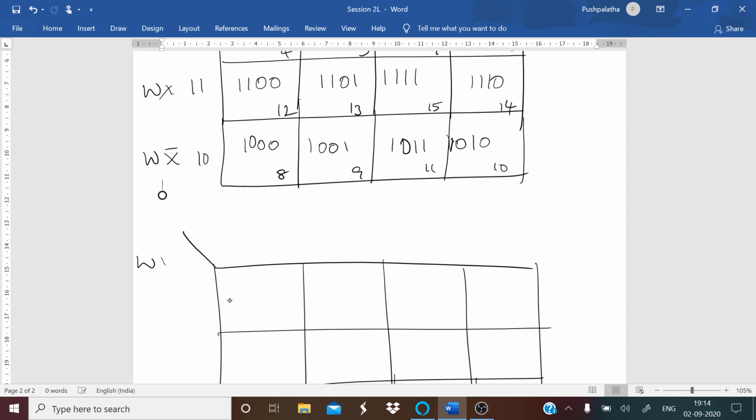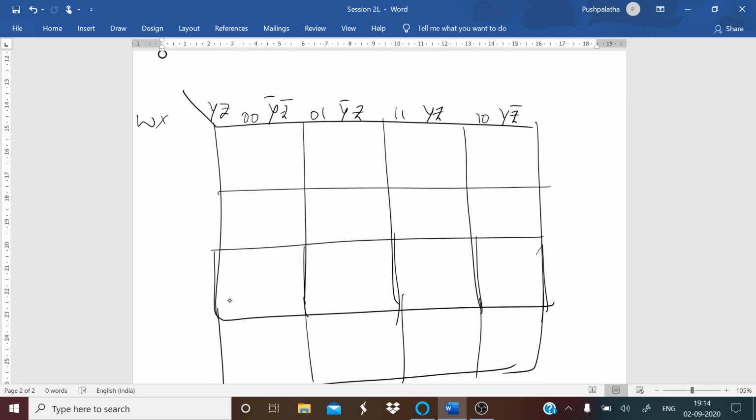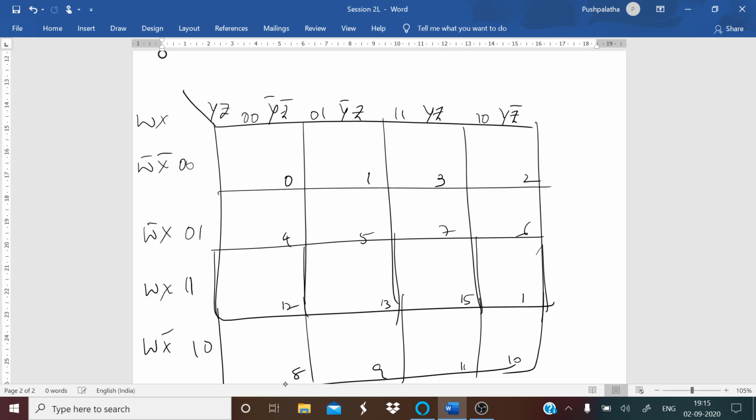This is your W X Y Z, 0 0, 0 1, 1 1, 1 0, Y bar Z bar, Y bar Z, Y Z, Y Z bar, right? And this is 0 0, 0 1, 1 1 and 1 0. So W bar X bar, W bar X, W X, W X bar, with cells 0 1 3 2, 4 5 7 6, 8 9 11 10, 12 13 15 and 14.